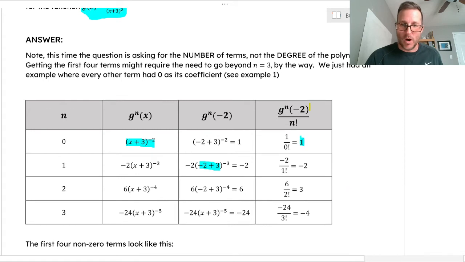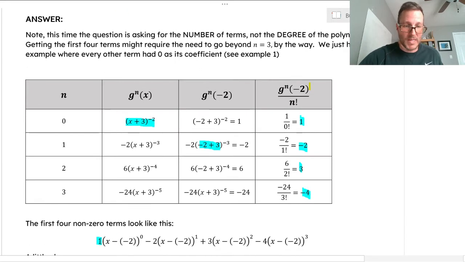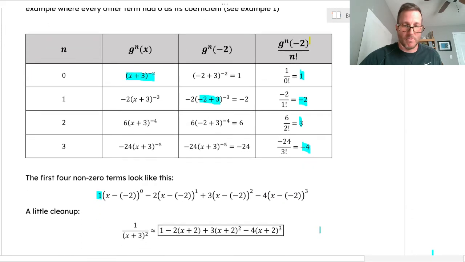Remember, these are just the coefficients. This table was just a way to get the coefficients, so we need to tack on an x minus c raised to the n. So c is -2, so we need to use those coefficients. So 1 times x minus negative 2 to the 0, minus 2 times x minus negative 2 to the first, plus 3 raised to the second, minus 4 raised to the third. And then, of course, you can simplify that down to a much nicer rendition of that, x plus 2.